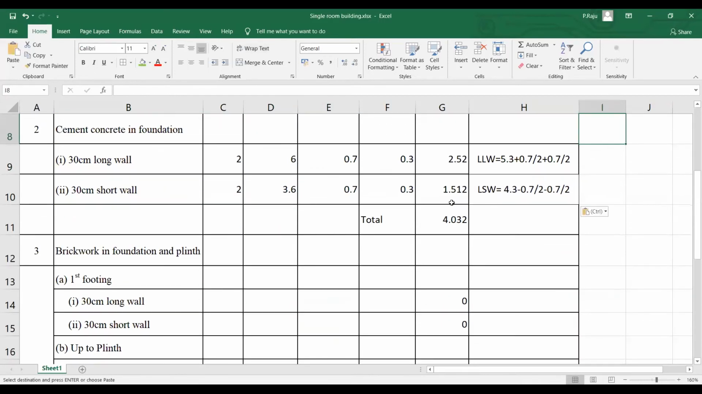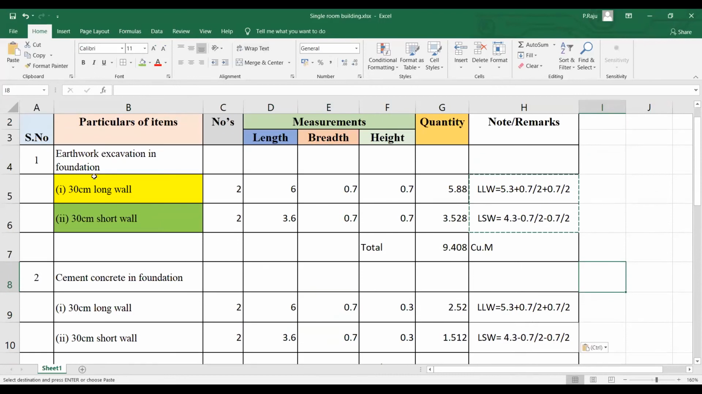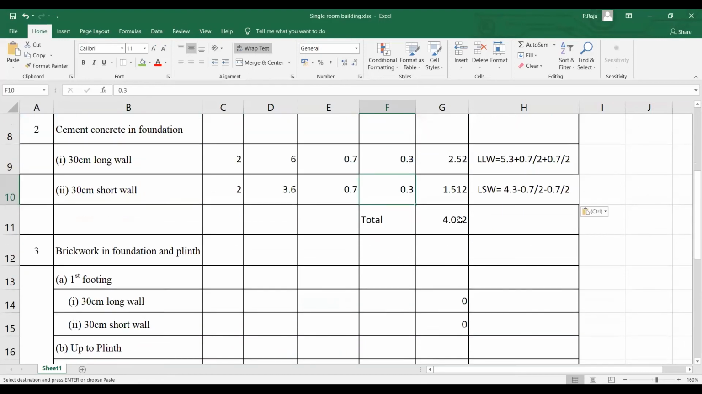So the calculation is almost similar to that of earthwork excavation, foundation concrete. See, in examination also, if you find out earthwork excavation, you can directly write it down except the thickness. The height will vary. Only the height will vary. The remaining part is almost the same. Okay. So this is how we got. So the total quantity is 4.032 cubic meters.